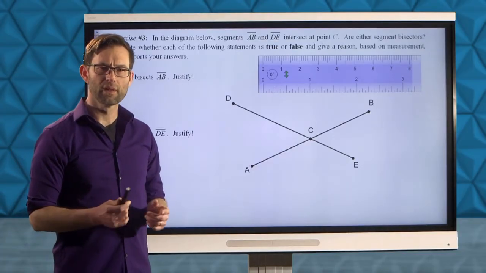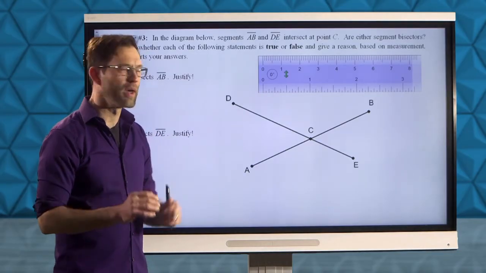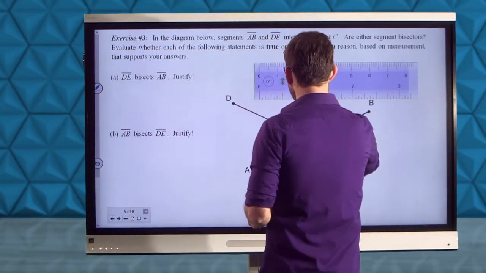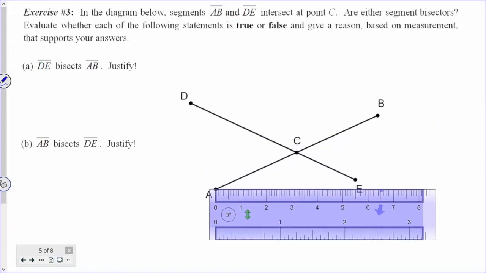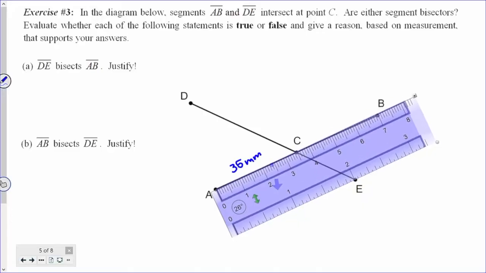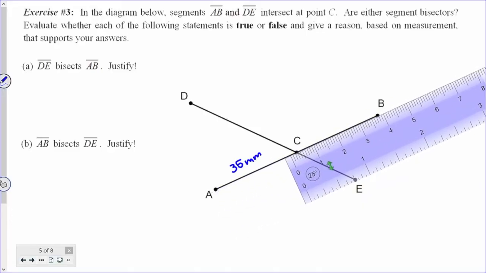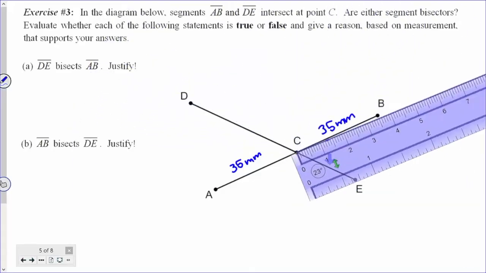Should we go through it? Let's do it. Now what I'm going to do is I'm going to do all the measurements I need right away. Okay? So I'm going to bring this down. I think I'm going to just immediately figure out how long AC is. And I find that AC is 35 millimeters. I like doing these measurements in millimeters because to me it's sort of about the most accurate I can get. BC is also 35 millimeters. Great. Whoa, that was interesting.